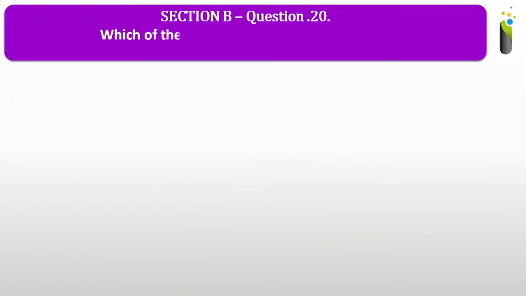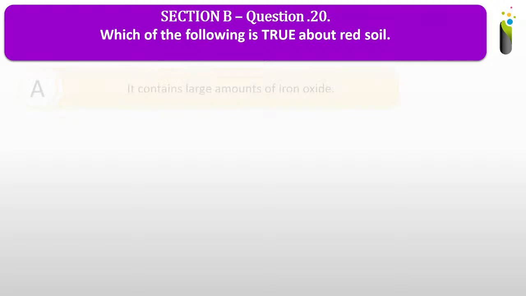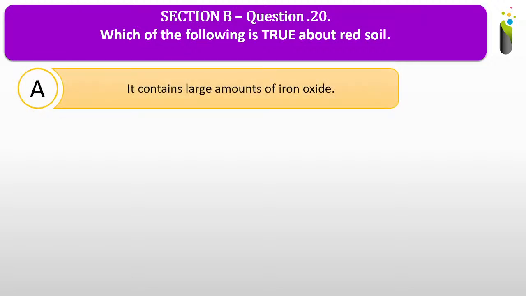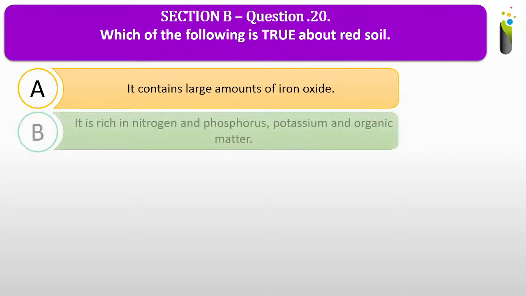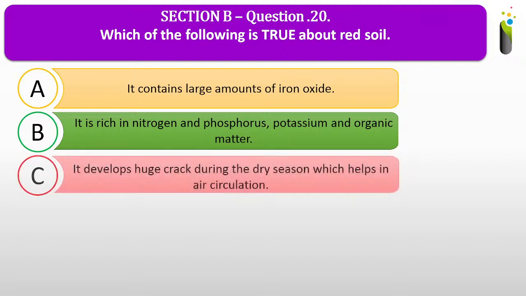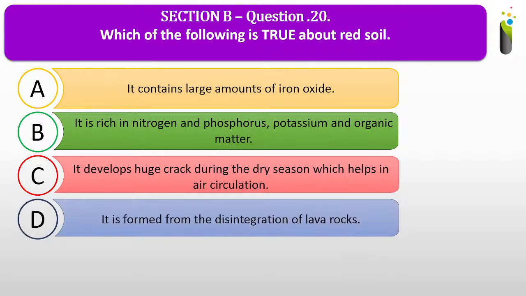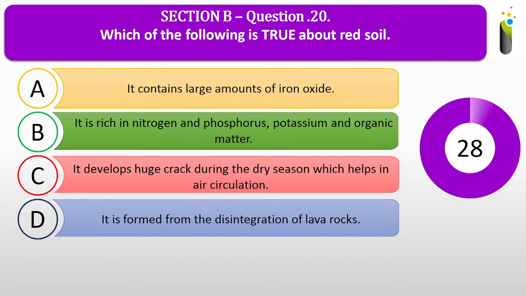We go to the next question, number 20. Which of the following is true about red soil? A. It contains large amounts of iron oxide. B. It is rich in nitrogen and phosphorus, potassium and organic matter. C. It develops huge cracks during the dry season, which helps in air circulation. D. It is formed from the disintegration of the lava rocks. And your time starts now. So what should be the answer for question number 20?